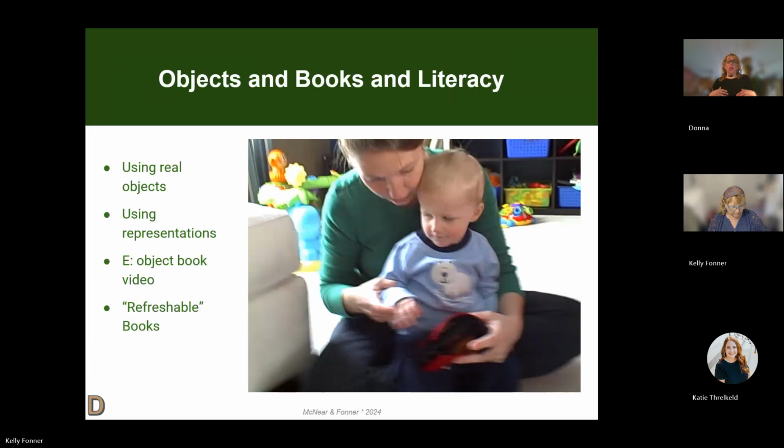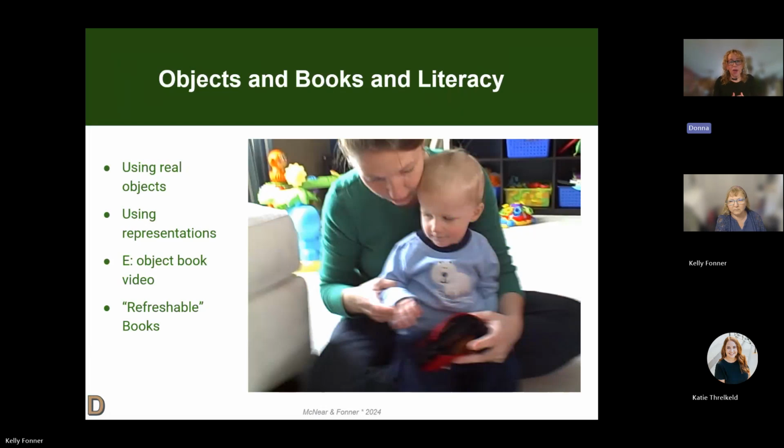So thinking about literacy, we're going to share with you this little video clip that has to expand our thinking about using objects with books in the whole realm of promoting emergent literacy. And so I'm going to talk later on in our presentation a little bit more about using real objects. In this video, you're going to see it's using representations of real things.